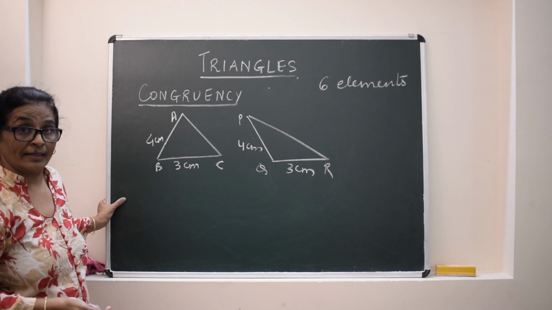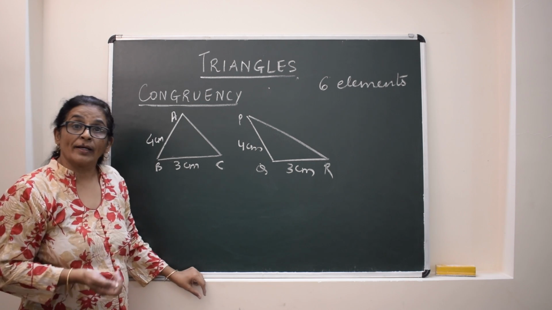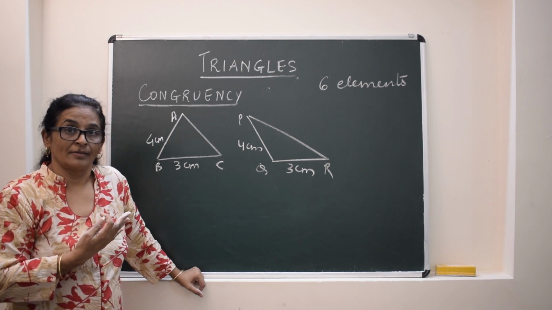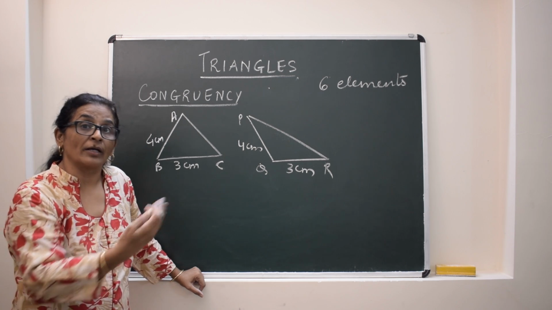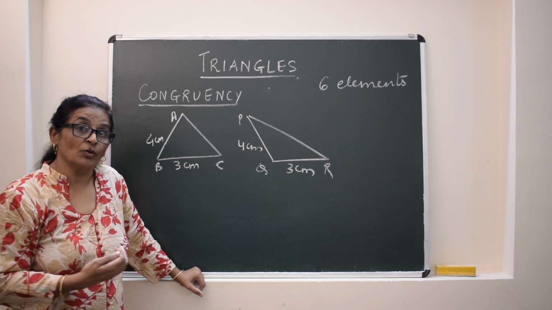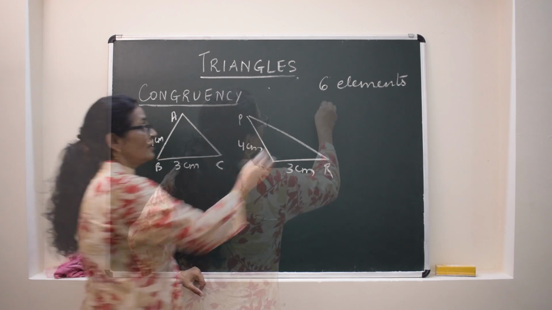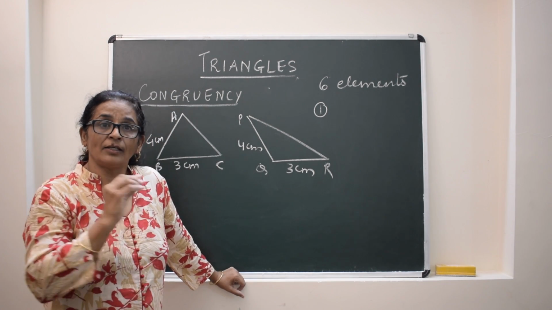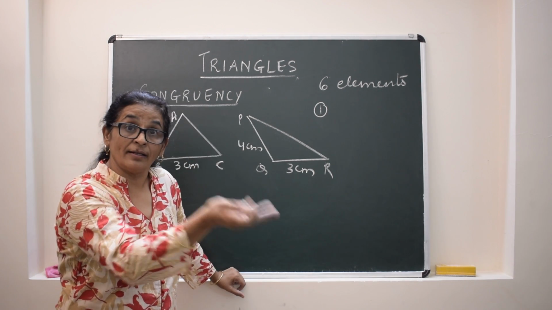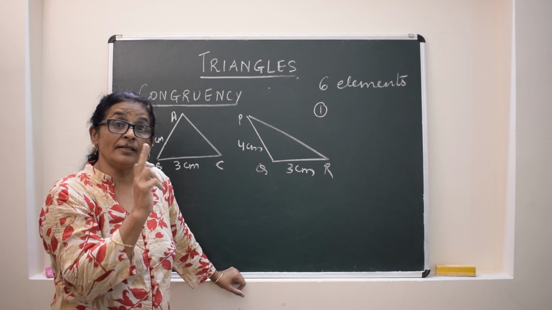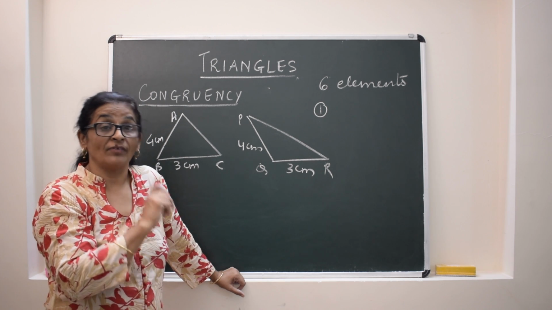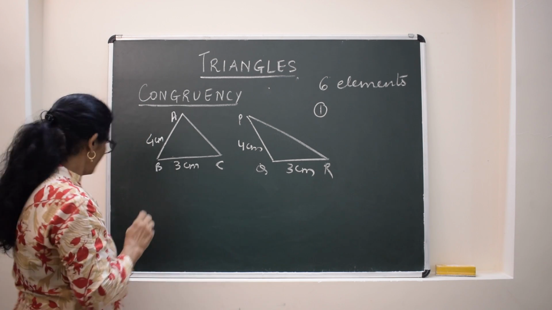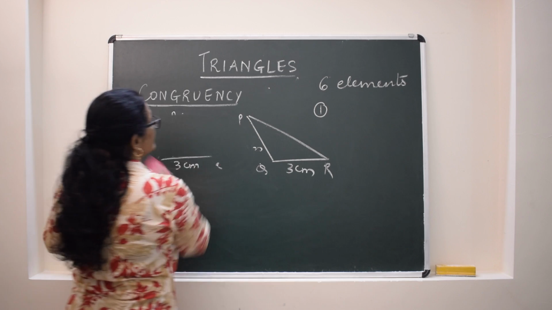What does it mean? It means that we require at least 3 necessary and sufficient conditions so that the triangles will become congruent. So there are some criteria. First is, if two sides of a triangle are equal to two sides of another triangle and the angle included between those two sides, if that is also equal, then the triangles will be congruent. So this is one of the axioms.